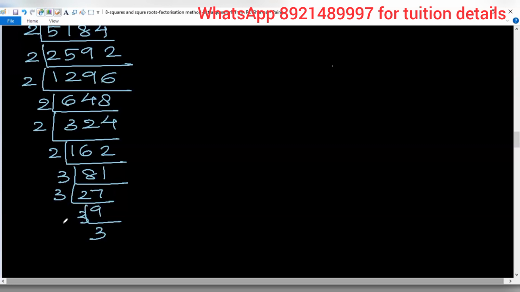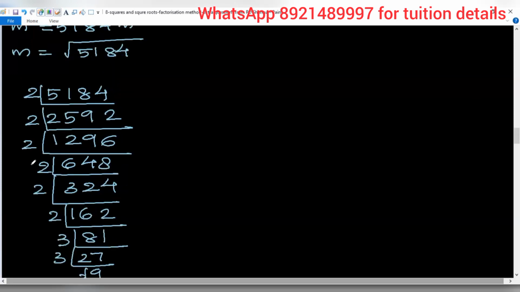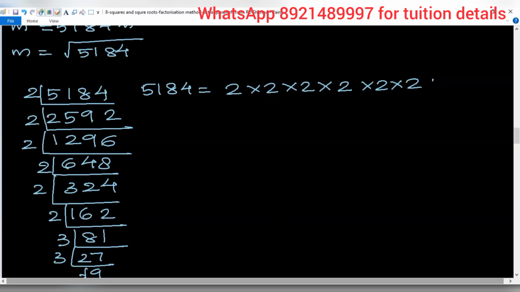Here we have 4 threes. And how many 2's are there? Let us count. 1, 2, 3, 4, 5, 6. So 6 twos are there. So what can we write? 5184 is the same as six 2's and four 3's. When we take the square root, what do we have to do?